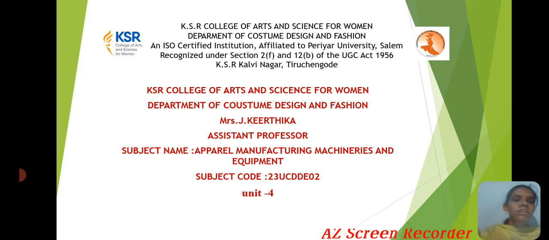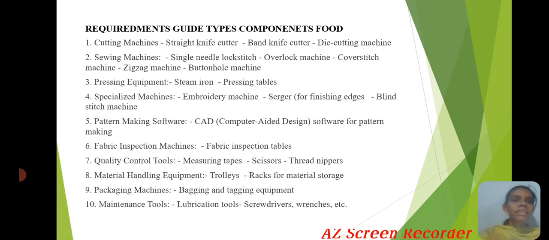Let's talk about apparel manufacturing machines and equipment. Unit 4: Types, components, and tools. Cutting machine, sewing machine, pressing equipment, specialized machine, pattern making software, fabric inspection machine, quality control tools, material handling equipment, packaging machines, maintenance tools.